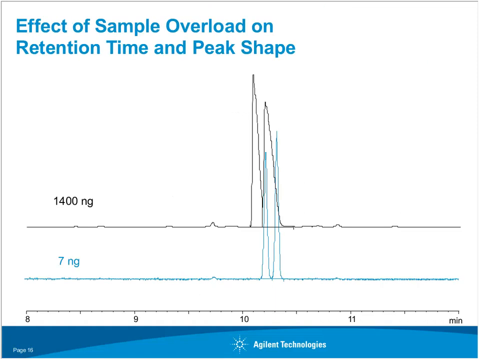And here is a gross example of an overloaded column. At the top, you'll see there's an injection of 1,400 nanograms, and you can actually see that it decreased the retention, and the peaks are looking really poor. At the bottom, you can see a better separation between the peaks at a 7 nanogram per component injection. So please don't overload the columns.